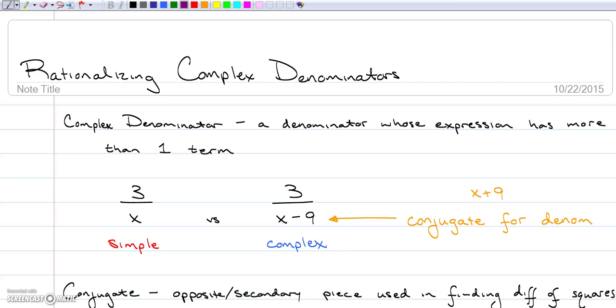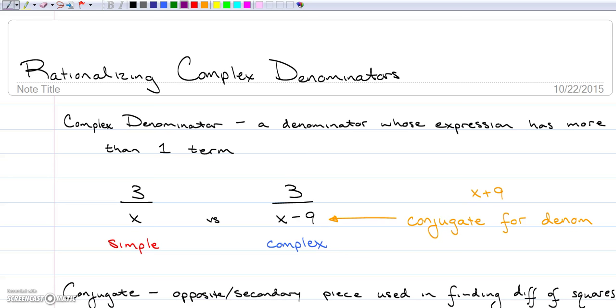Complex denominators, though. A complex denominator is a denominator whose expression has more than one term. Check out the simple diagram below. 3 over x is simple, but 3 over x minus 9 is complex. Because there's that minus in the bottom, because there could be a plus in the bottom, because there's more than one term down there, it could be a binomial, a trinomial, a tetranomial. But as long as there's more than one, we call it complex.